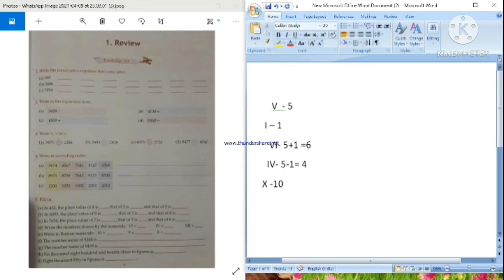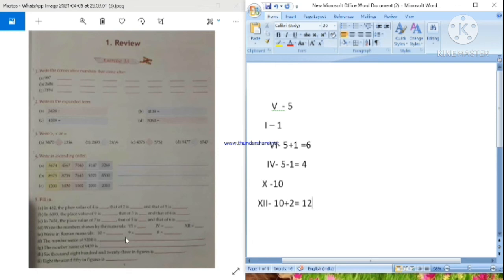After X, 2 I's are there. So what will come here? 10 plus 2. We will add because it is at the right side, and we will get the answer as 12. So here 12 will come. Now in the same way, next one is to write in Roman numerals.